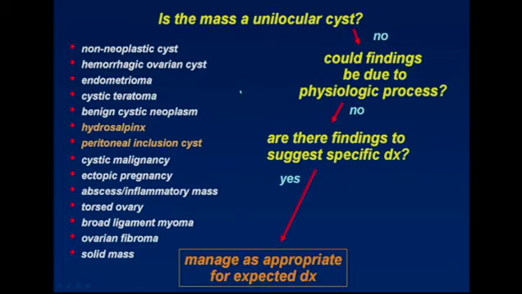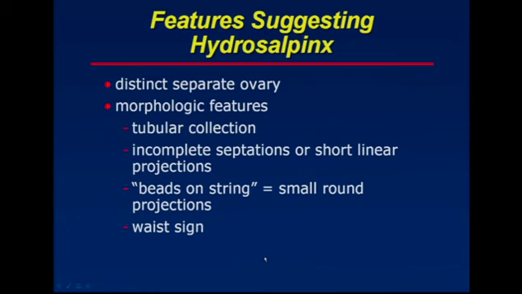Okay, let's turn our attention then to hydrosalpinx and peritoneal inclusion cysts, 2 things that occur outside the ovary. If we can find specific diagnoses or specific findings that suggest these diagnoses, then we may not need to do any surgery at all. There are some features that suggest hydrosalpinx, a mass that's cystic and tubular that's separate from the ovary, with incomplete septations or short linear projections.